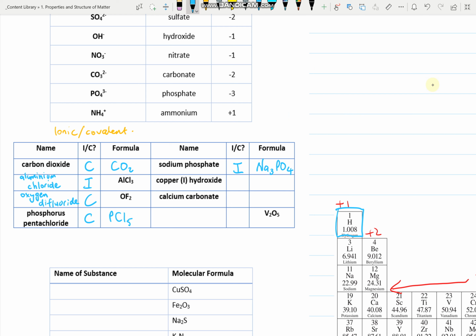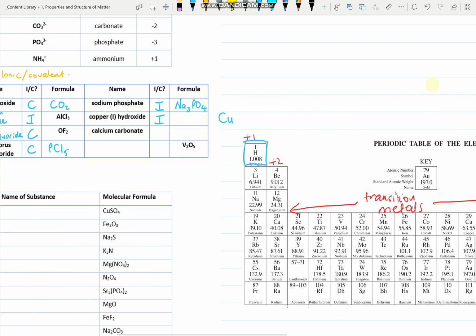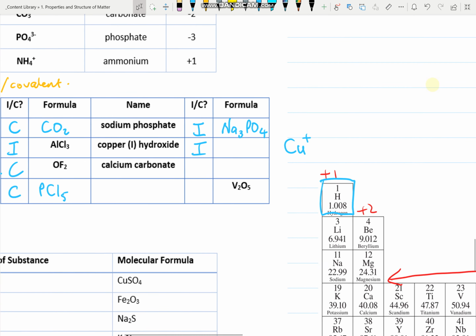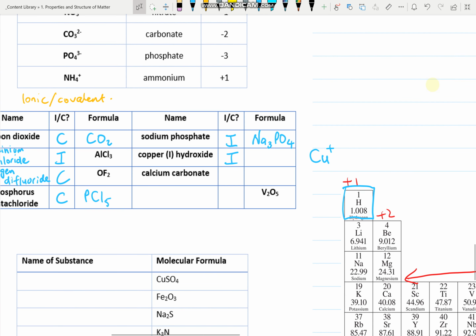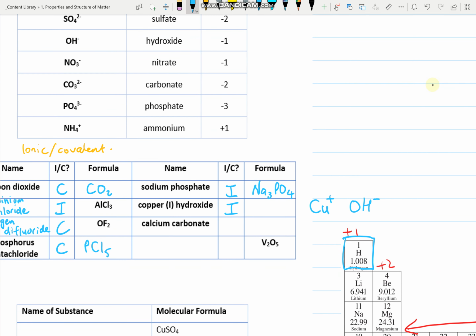Copper hydroxide. Copper is a metal, ionic. Hydroxide, polyatomic ion. Copper 1, by the way, Cu for copper, it's over here. Copper 1 tells me that the Roman numeral told me the charge is +1. And then I go up and I go hydroxide is OH minus. And this is a 1-to-1 ratio. So +1 matches -1. So I'm going to go copper hydroxide. I don't need to do anything fancy. Okay, let me get rid of my working out.